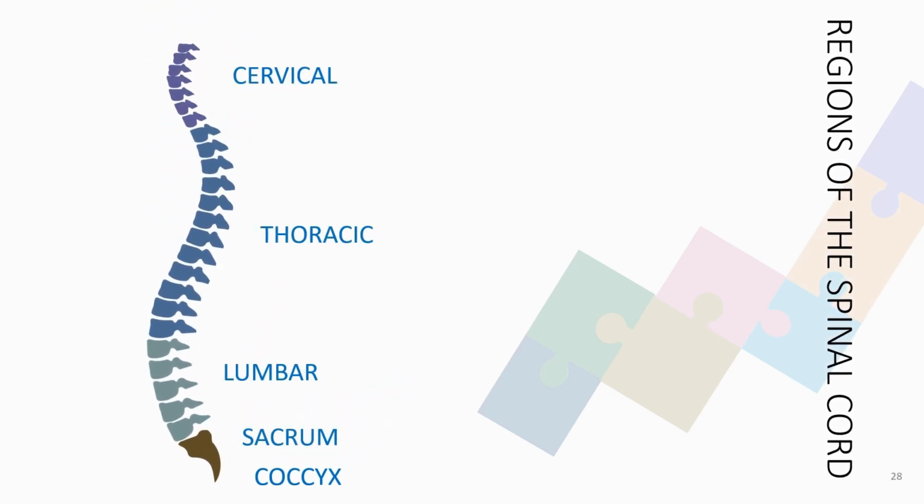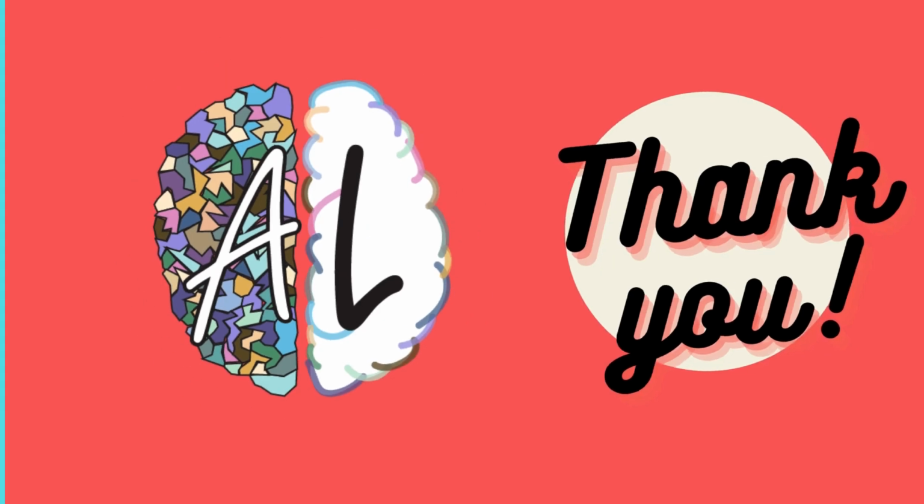So again, looking top to bottom, cervical is in the neck, thoracic is that chest region, lumbar is the low spine, the sacrum is between the 2 pelvis bones, and the coccyx is the tailbone.